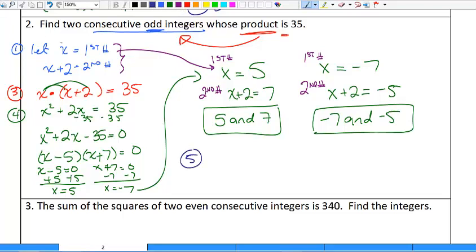The question, going all the way back to the words: don't check with step 3. Because if you wrote step 3 wrong, then checking with step 3 is going to make you feel like you got your answer right. Go back and check with the words. Find two consecutive odds. Are these consecutive and odd? Yes. Are these consecutive and odd? Yes. Okay. Whose product is 35? Does 5 times 7 equal 35? It sure does. Does negative 7 times negative 5 equal 35? It sure does. You don't really have to write down your check. I'm just making sure I'm writing it down so you guys can see what I'm thinking.